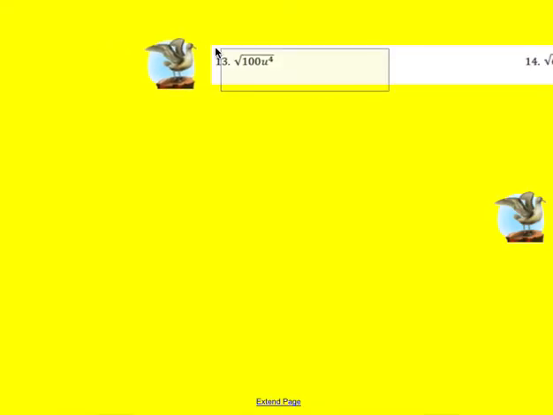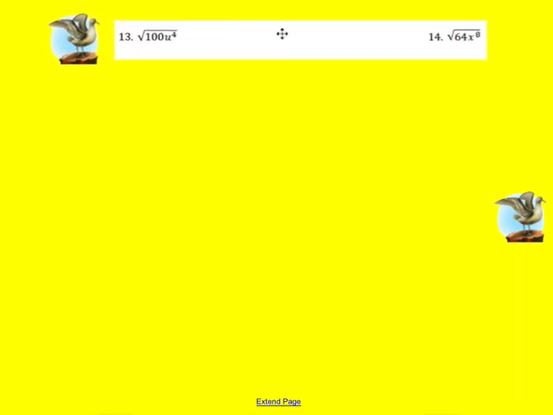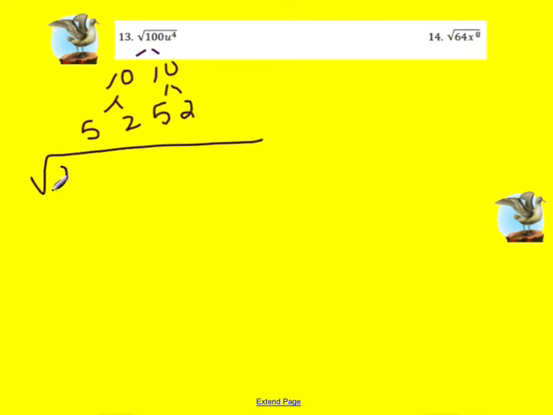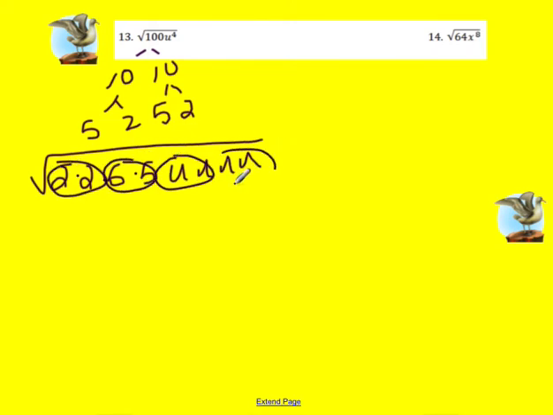All right, last couple here. Let's take a look at 13 and 14. So for 13, I'm going to break down 100. I can break down 100 into 10 and 10, and 5 and 2, and 5 and 2. So then underneath my radical, I'm going to have 2 times 2 times 5 times 5, and then I'm going to have 4 U's. So I have a pair here, a pair here, a pair here, a pair here.